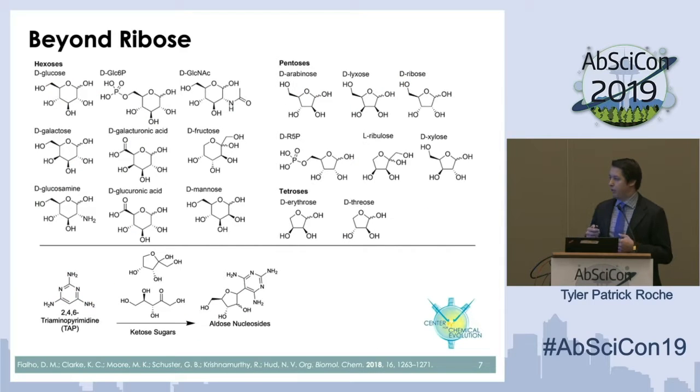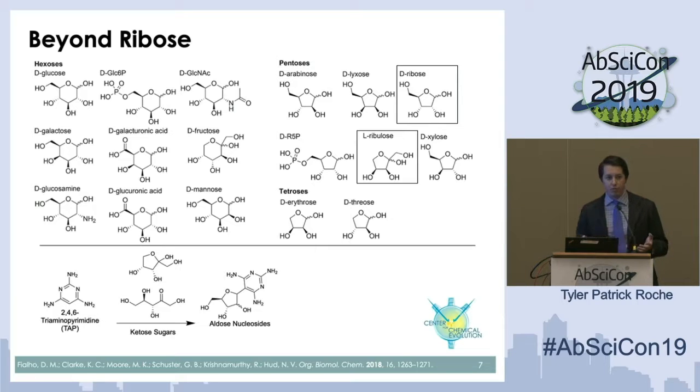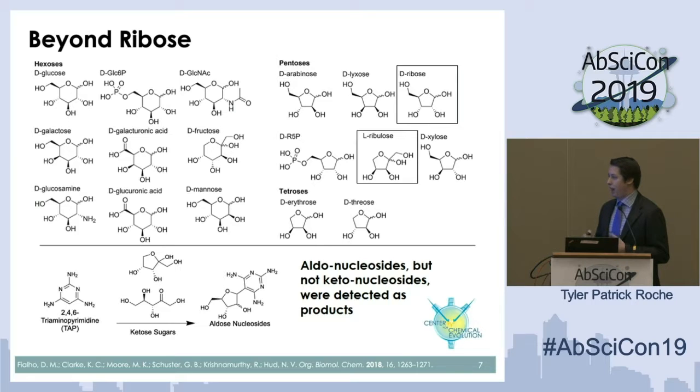Research performed by one of my group members, David Fialho, included reactions with sugars and triaminopyrimidine to see if you could form nucleosides with all these different sugars. The sugars of interest, obviously, for me include ribose and ribulose. When you react TAP with these sugars, you can form these nucleosides fairly readily. But an interesting result of his was that if you react ribulose, which is a ketose sugar, with TAP, triaminopyrimidine, you can in fact form nucleosides that are formed as if they're from the aldose of that sugar. So aldonucleosides but not ketonucleosides were detected as products.